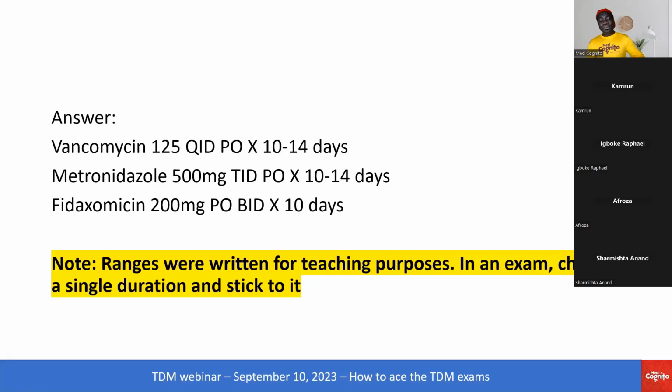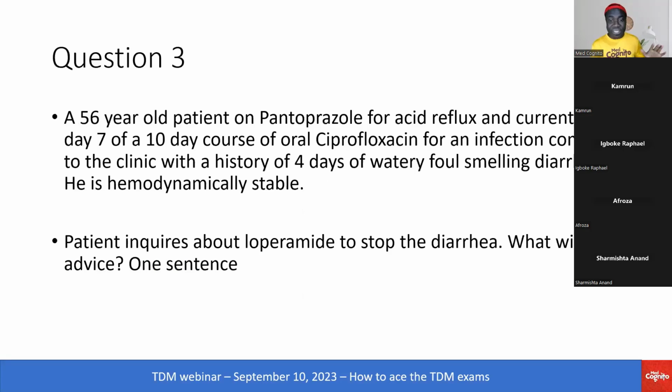All right. And then I should have brought fidaxomicin up, but this question did not say write it in the order of importance. So even if I put metronidazole, 500, TID, PO, this time I should not also put 10 to 14 days. I put 10 to 14 days for you to know the range in which you can prescribe it. Okay. So I can just write metronidazole, 500 milligrams, TID, PO for 10 days. Then I can also write fidaxomicin, 200 milligrams PO BID for 10 days. All right? In the exam, remember, please, don't put a range.